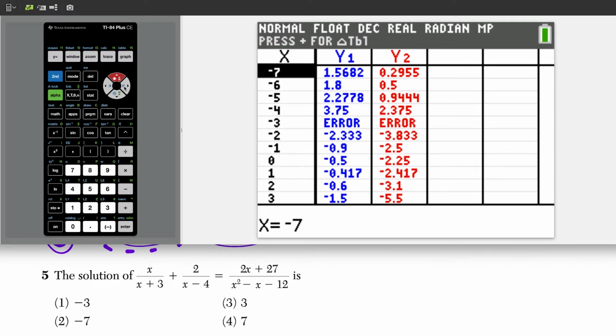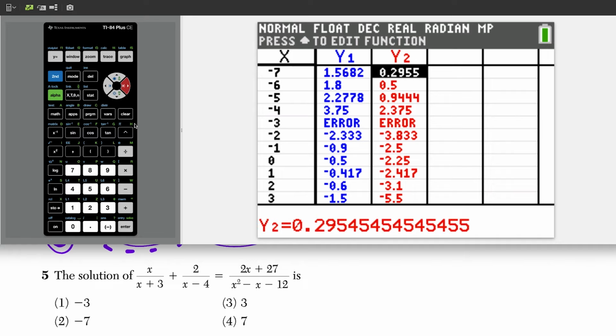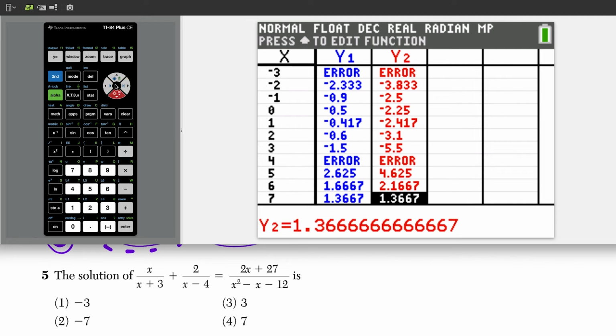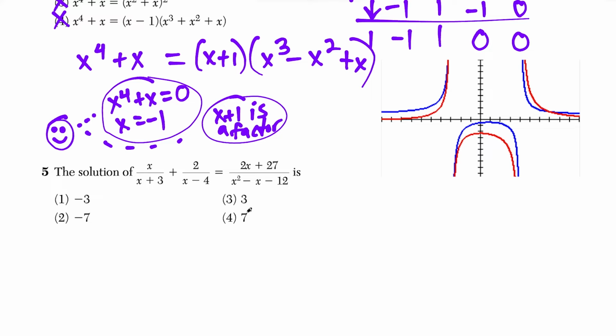-7, notice that the y values do not match. So -7 is not an answer. If we go to x equals 3, notice the y values do not match. So now we go to x equals 7 and notice that the answers do in fact match. So if you just want to use the calculator here, you're going to get choice 4, and choice 4 is definitely correct. So our solution here is going to be x equals 7 because this is where the graphs intersect.